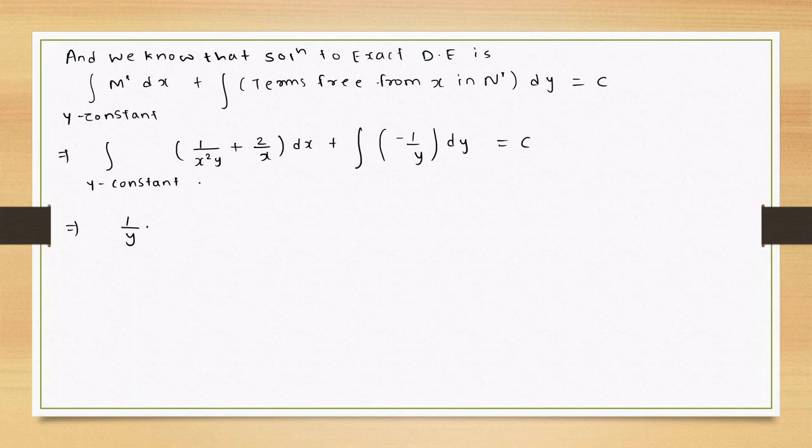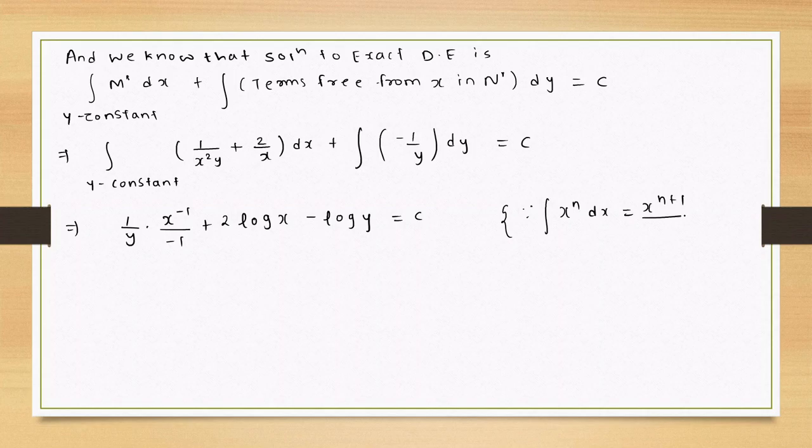Now, the integration of 1 upon x square is x raised to minus 1 upon minus 1, plus 2 into the constant 1 upon x whose integration is log x, minus 1 upon y whose integration is log y, is equal to c. Here we have used that the integration of x raised to n dx is x raised to n plus 1 upon n plus 1, plus c. One can ask why we do not add c here: because we have already added it on the right-hand side. So there is no need to add the c, right?